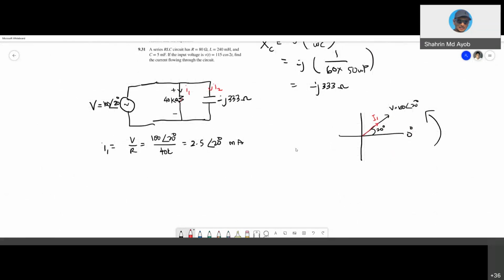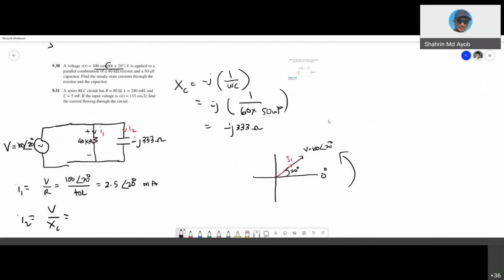And then next is I2. So your I2 is V over XC. Don't put V over C. V over XC, because right now this is the reactance, not the capacitor. There's a difference, because the capacitor's unit is farad and the reactance is ohms. Why, Doctor, why do we use reactance, not capacitor? That is a very good question.